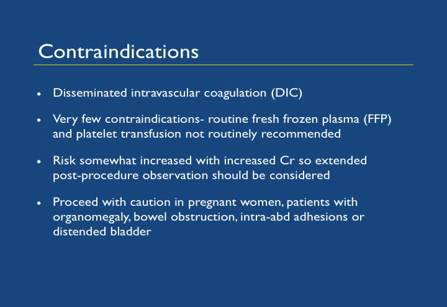There are very few contraindications to paracentesis other than true disseminated intravascular coagulation, DIC, where paracentesis should be avoided. Patients with cirrhosis will often have underlying coagulopathy and thrombocytopenia. These are not contraindications for paracentesis. The overall risk of bleeding is low, with a risk of less than 0.2%, and FFP and platelet transfusions are not routinely recommended in these patients.